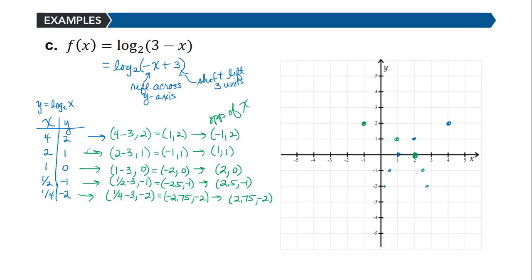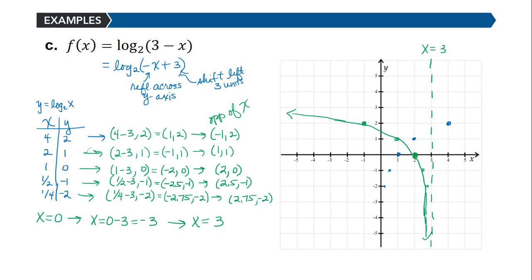And then what about the vertical asymptote? Right, originally my vertical asymptote is at x equals 0. When I shift it left 3, it becomes x equals 0 minus 3, or x equals negative 3. But then when I reflect that across the y-axis, it becomes x equals 3. So there is a vertical asymptote at 3. And so I can draw the graph through these points.